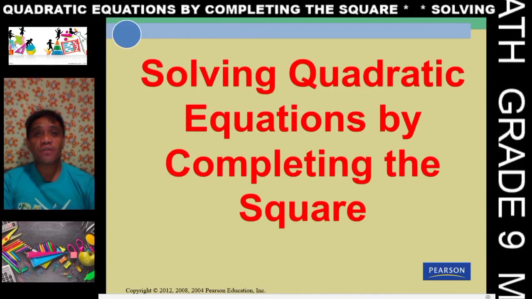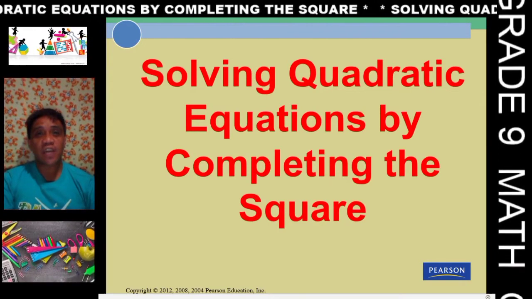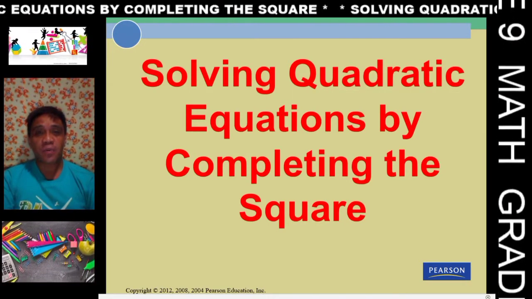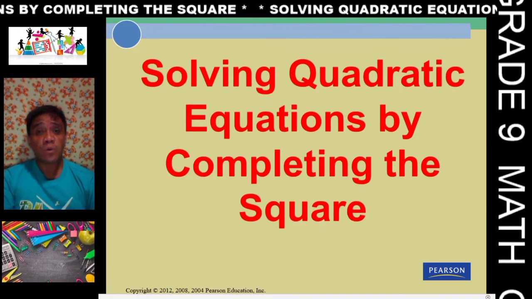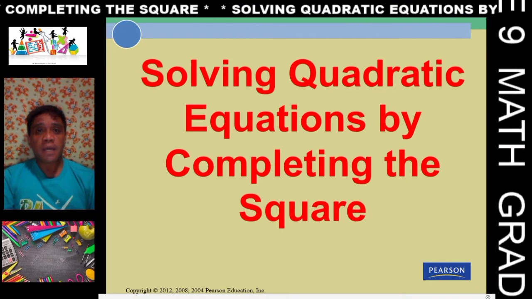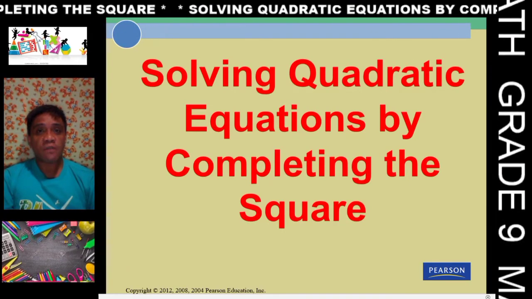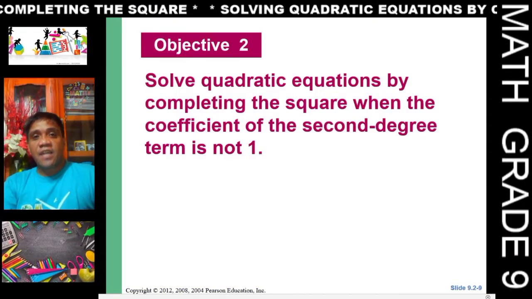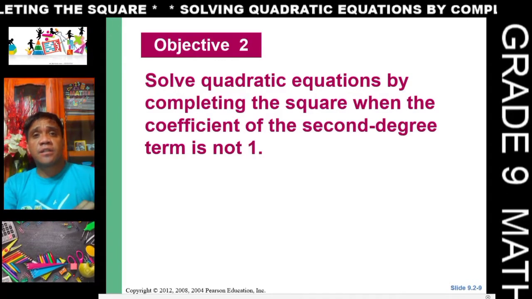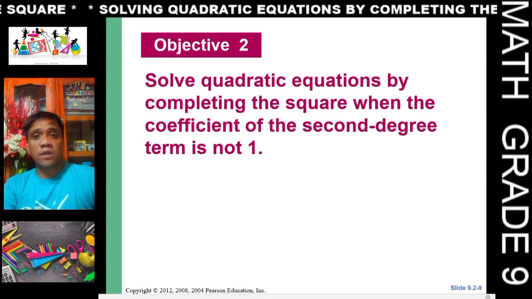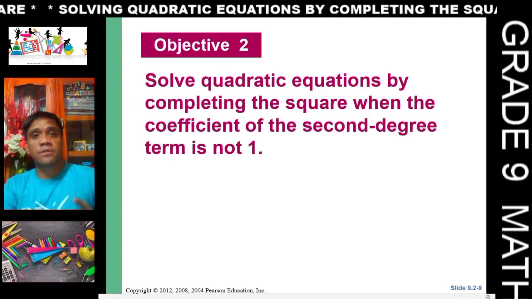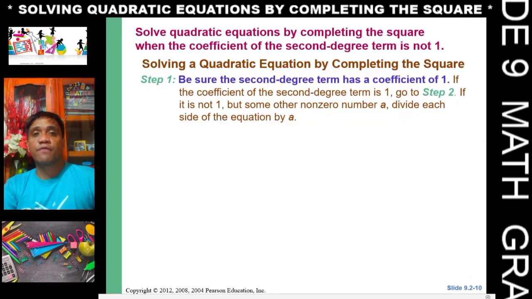Now we could go over the content of solving quadratic equations by completing the square. But before that, we have to understand first the backbone of this topic, and that is knowing its objectives. In working with a quadratic equation whose second degree coefficient is not equivalent to 1, there are some tips or steps that we're going to understand.